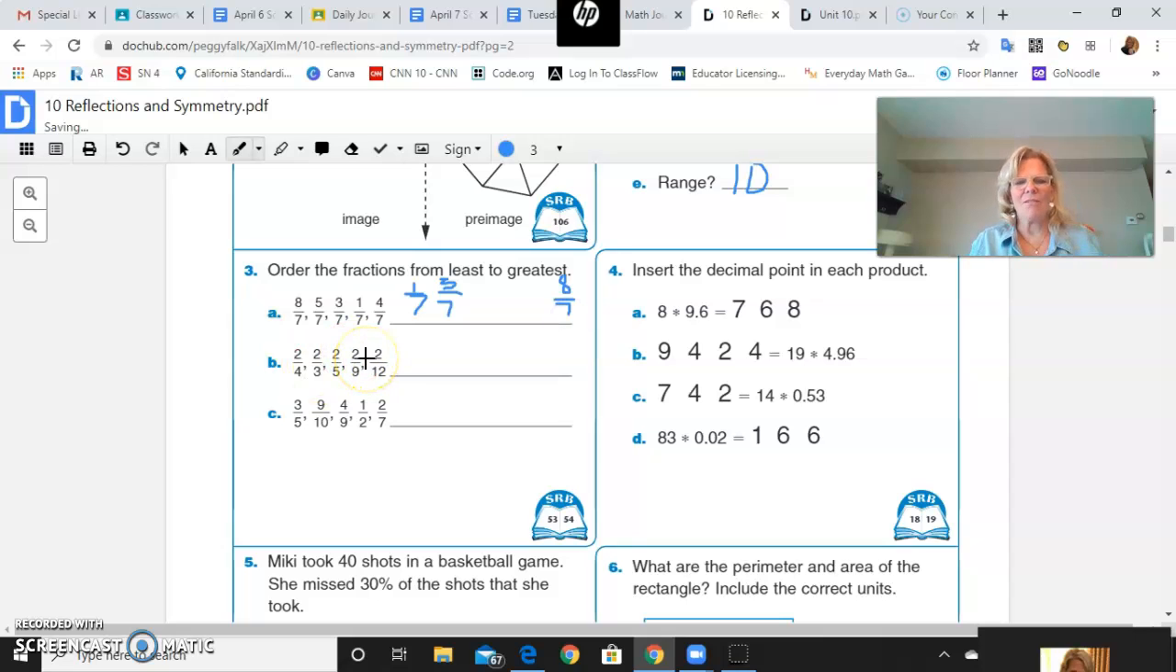Okay, here, when you have the same numerator, your denominator tells you which one's the smallest. Now, since 12ths is the smallest size piece, 2/12ths would be your smallest fraction here. Then, and that's what makes this kind of tricky, is the smaller the piece, the bigger the denominator. So the next one would be 2/9.